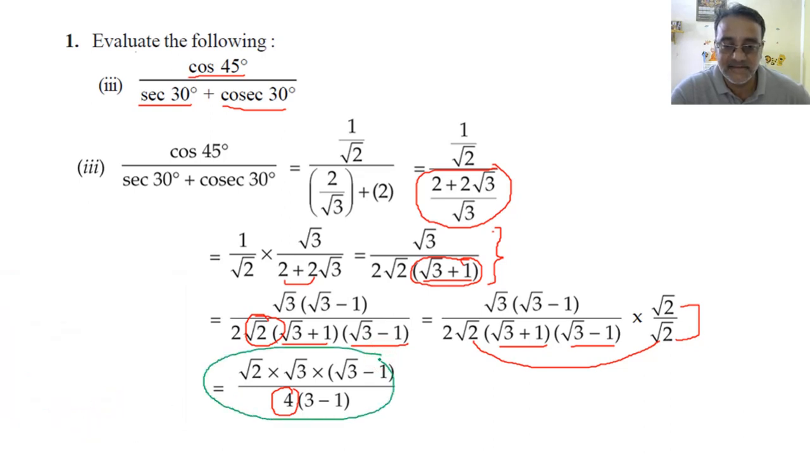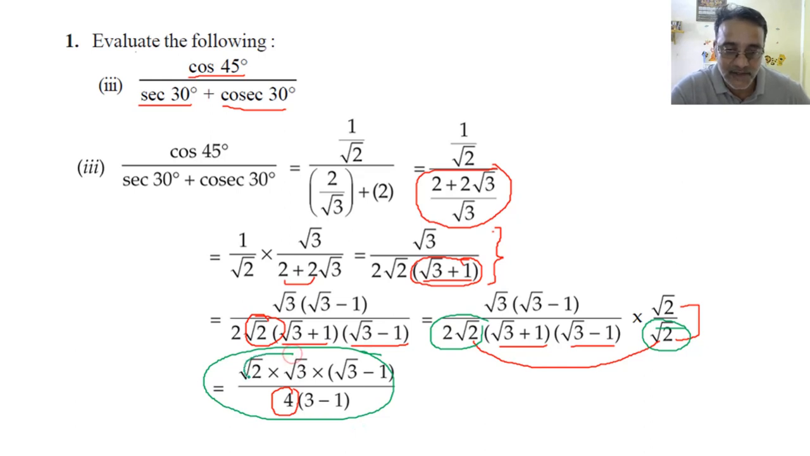This step is clear? Yes, sir. Root 3 plus 1 into root 3 minus 1 will become 3 minus 1, and 2 root 2 into root 2 will become 4. और न्यूमरेटर वैसे ही रखें हम लोग. Okay, so now what will be the denominator? 8. Now we'll simplify the numerator also.